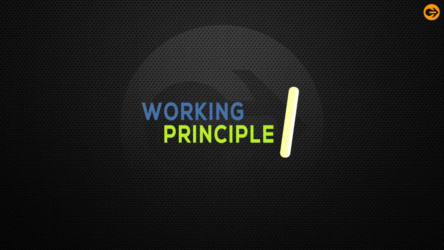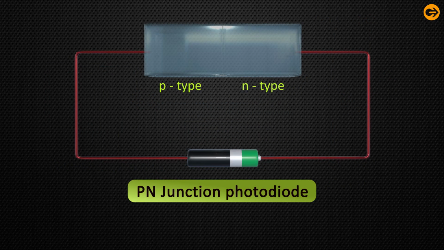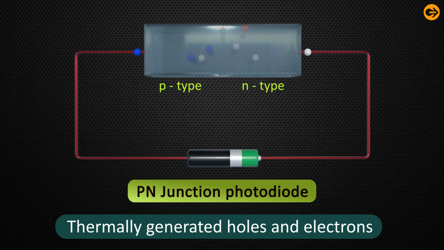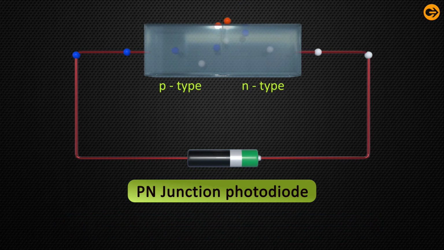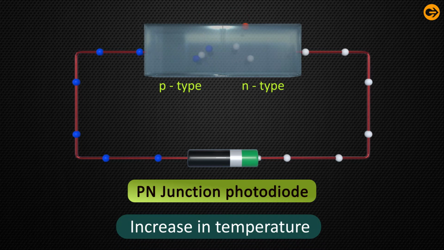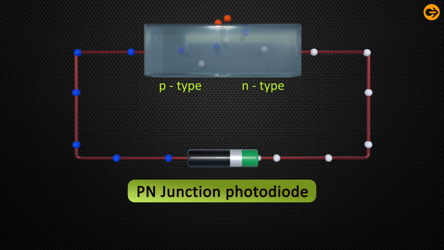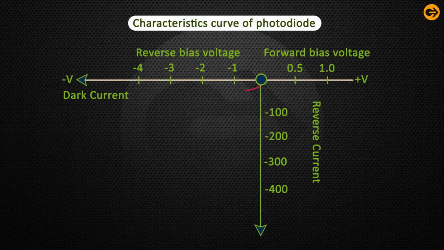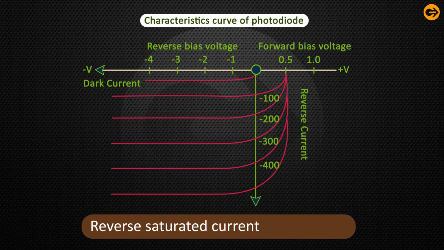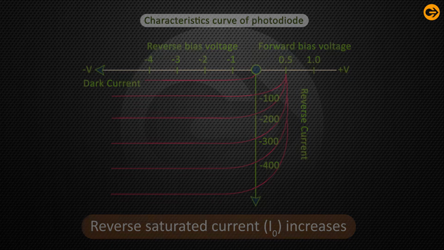Now, talking about the working principle, when the PN junction is reverse biased, a reverse saturation current flows due to thermally generated holes and electrons being swept across the junction as the minority charge carriers. With an increase in temperature, more and more electron hole pairs are created in the junction. As a result, the reverse saturation current I naught increases.